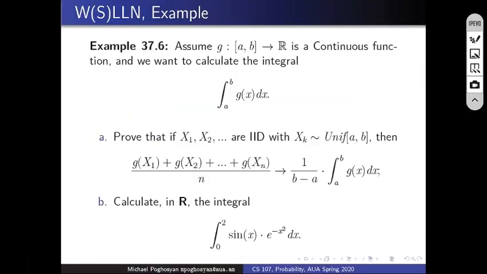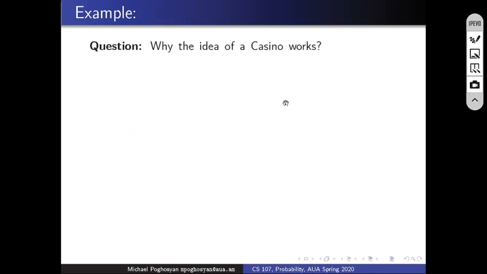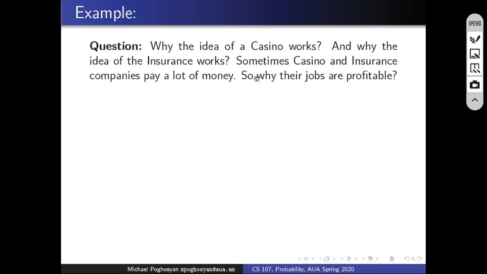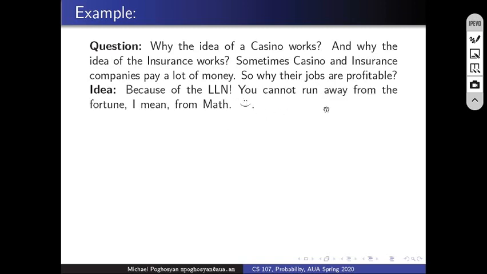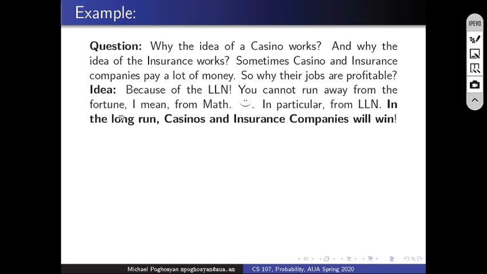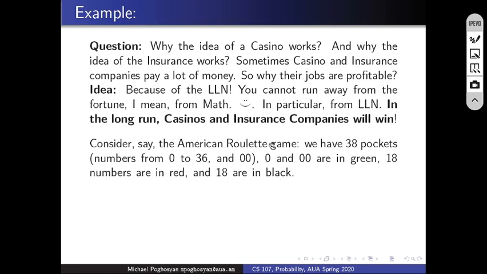You can see. Okay. So why does the idea of casino work and why does the idea of insurance work? Sometimes casinos and insurance companies will pay a lot of money to their customers. So why is their job profitable? This is because of the law of large numbers. And you cannot run away from the math, from the law of large numbers. In the long run, casinos and insurance companies will win. This is the idea.